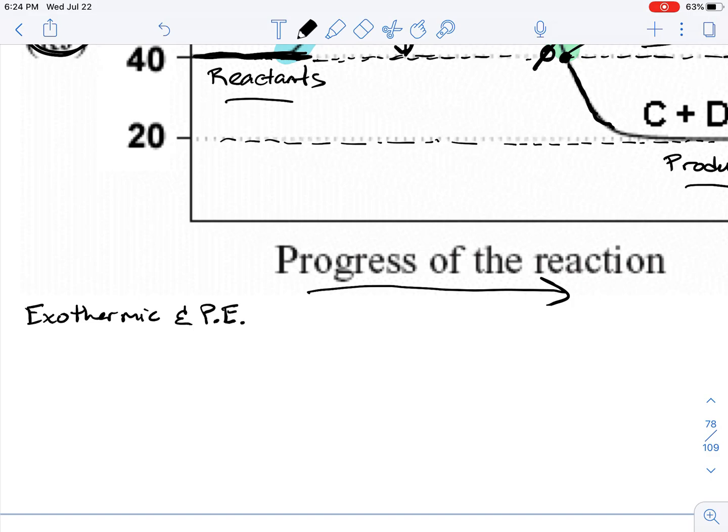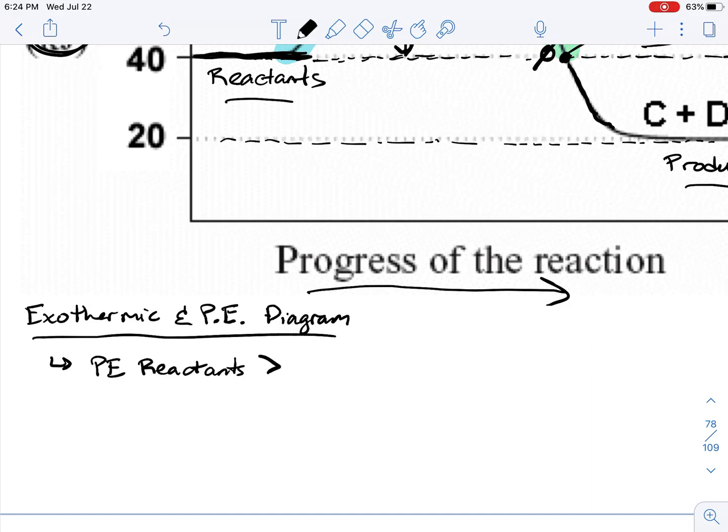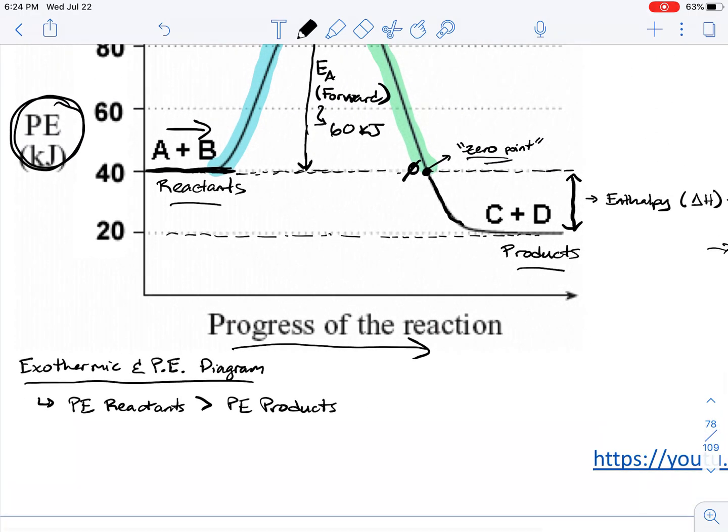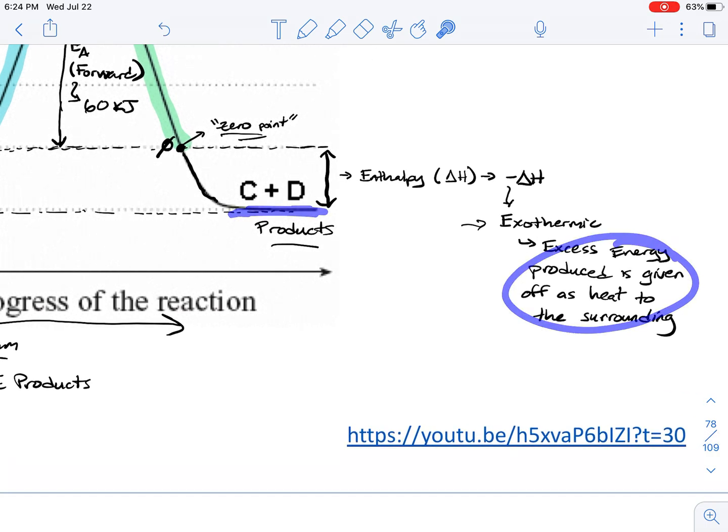And I abbreviate potential energy as PE. KE is going to be kinetic energy. And so the potential energy of the reactants is going to be greater than the potential energy of the products. And so therefore the difference between the potential energy of the reactants and products is going to be given off as heat, okay, in which delta H is negative.